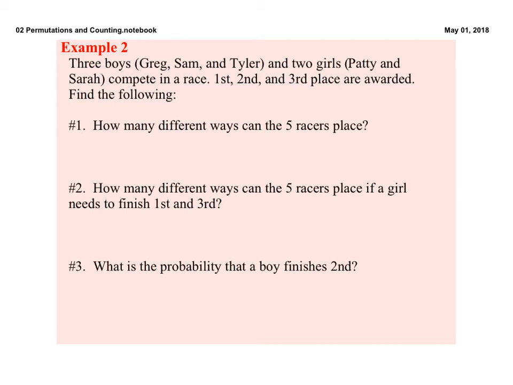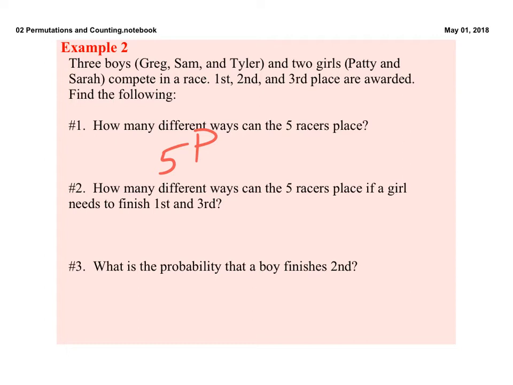All right, so example. I've got Greg, Sam, and Tyler, and then there's 2 girls that are also going to be competing in a race. How many different ways can the 5 racers place? This assumes they're all racing at the same time, okay? And then I've got 5 racers, and if it's a race, it's a P because the order matters. Order matters. Trying to connect mattering with permutation.